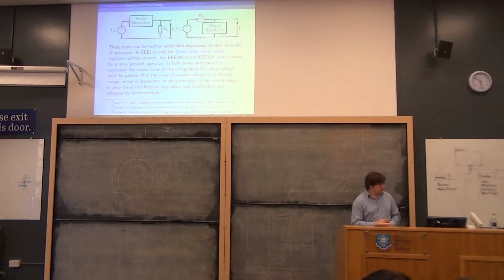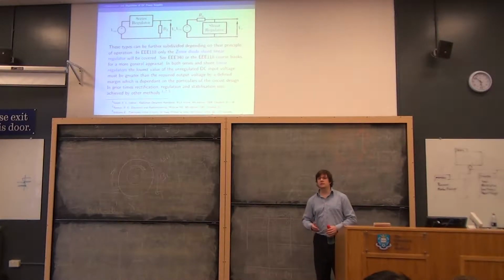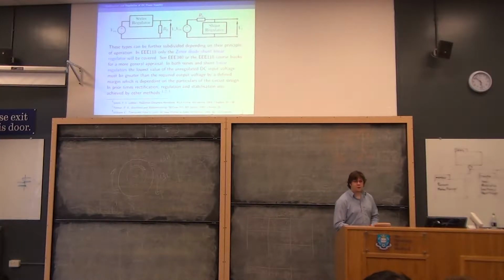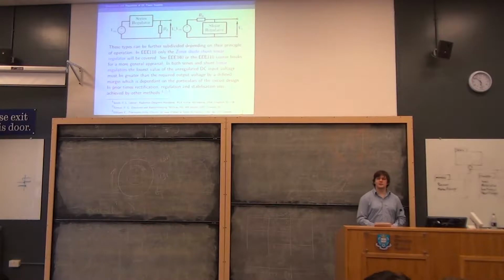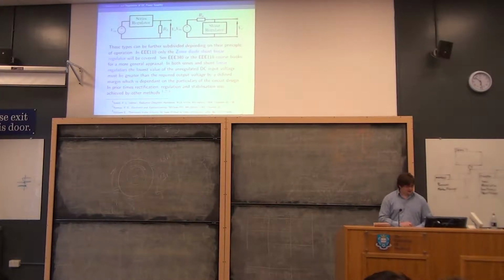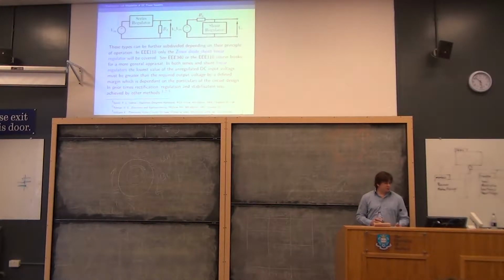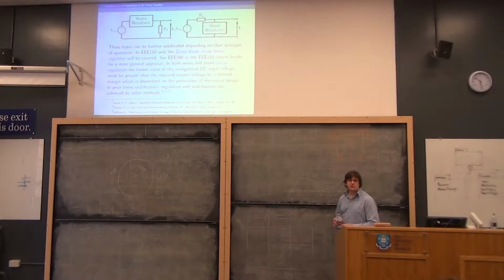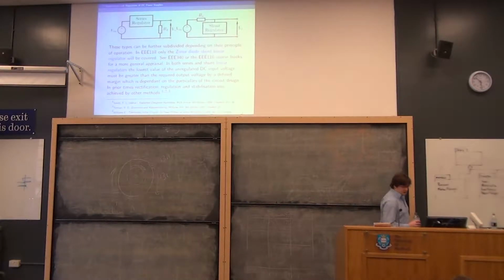So in both the series and shunt linear regulators, the lowest value of unregulated DC input voltage must be higher than the greatest value of output voltage that we require. So this circuit is incapable of taking 15 volts and giving you 18 out. Although you know of a circuit that could do that, I hope, because we lectured it a couple of weeks ago. Of course, that would have to be AC. So the input voltage always has to be greater than the output voltage by a defined margin. And that margin depends on the design of the regulator.